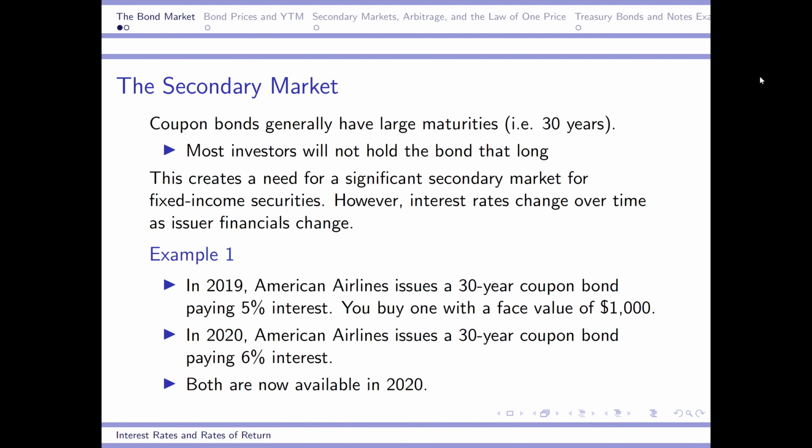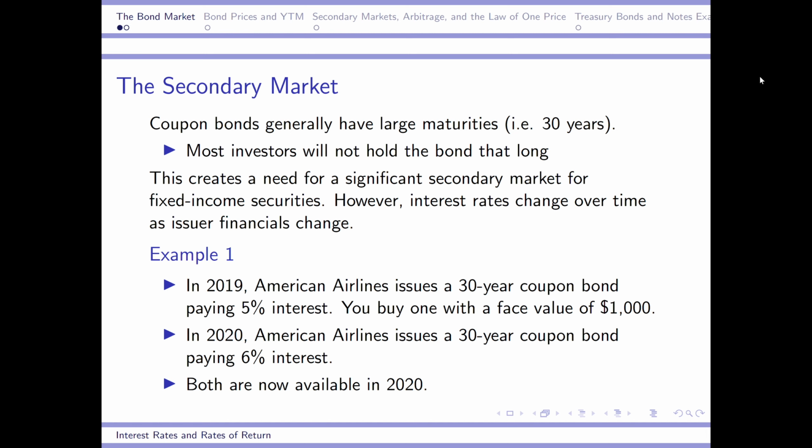Looking specifically at the secondary market for coupon bonds, they are generally going to have very large maturity dates. We're talking like 20 or 30 or even more years. But most investors are just not going to be holding the bond that long. I don't know about you guys, but generally I'm not going to be holding on to a bond for 30 years. That would mean I'd still have the same bond when I'm 54. And so at some point I'm going to want to sell it. This creates a significant need for a large secondary market for fixed income securities. However, interest rates with the yield to maturity are going to change over time as the issuer's financials change.